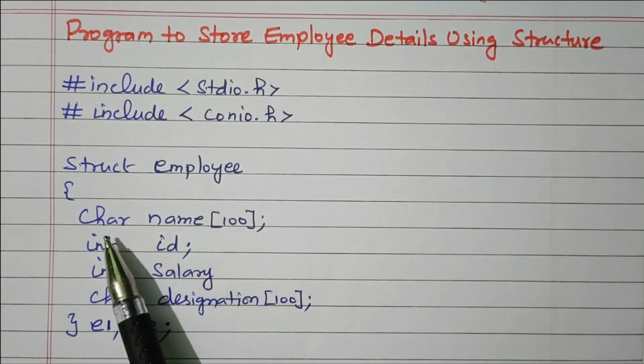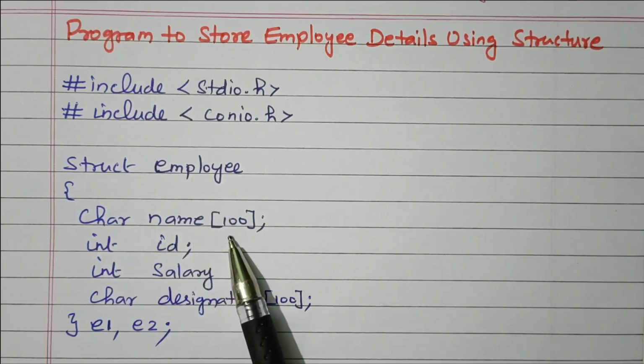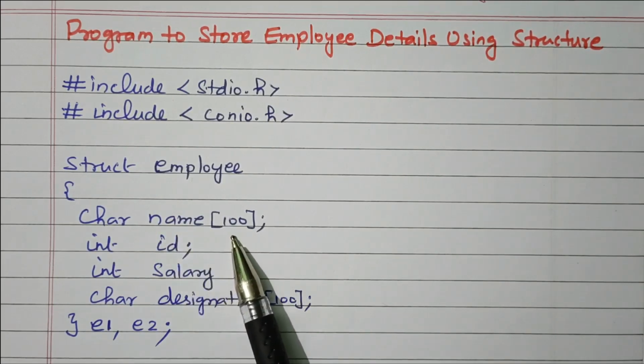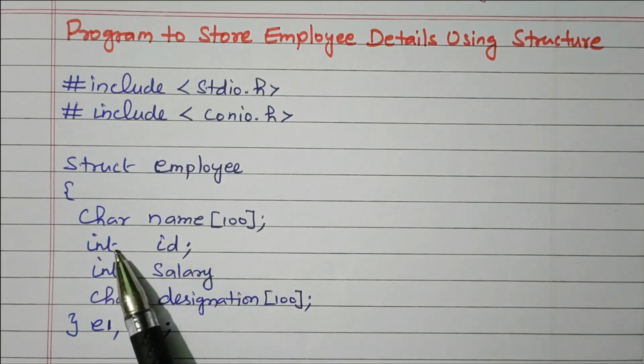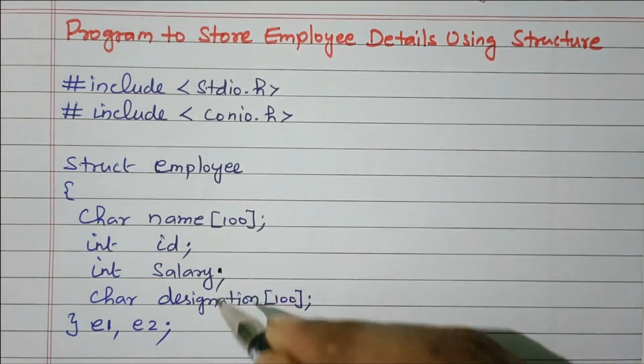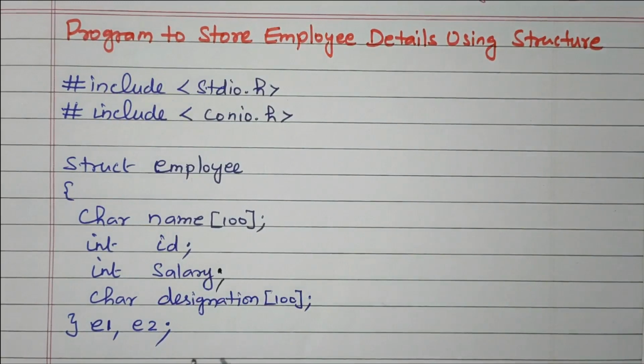So the first variable is char name[100]. This is nothing but the employee name. We can store up to 100 characters. Integer ID, this is the employee ID. Integer salary, so this is nothing but the salary of the employee, semicolon. Character designation[100]. So here the designation of the employee with 100 characters.